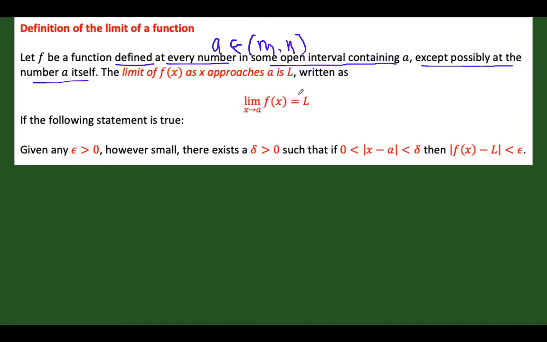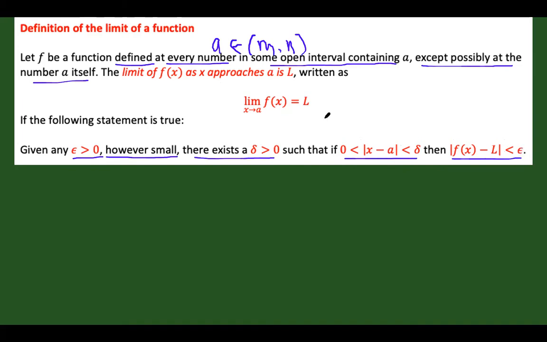Now, this equation is true if the following statement is true: given any epsilon greater than 0, however small, there exists a delta greater than 0 such that if the absolute value of x minus a is greater than 0 but less than delta, then the absolute value of the difference of the function value and the limit L is less than epsilon. Okay, so that's the definition of the limit of a function.